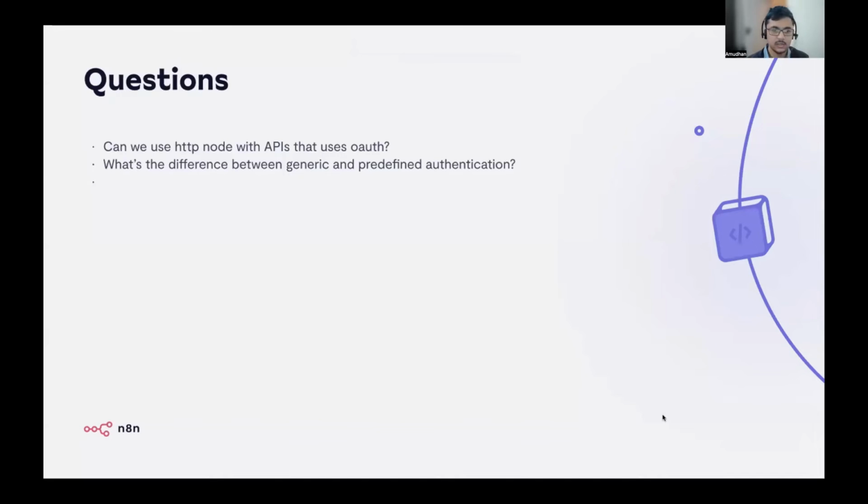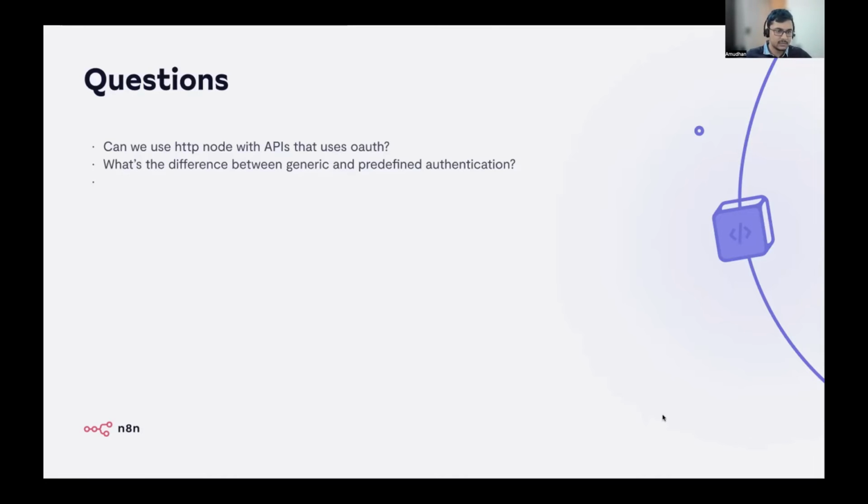Yes, you can use the HTTP node with APIs that use OAuth. If you're doing it for a node that already uses OAuth, you can do the predefined authentication. If you are not, then you can go into generic, select OAuth2 as a type, and put in your client ID and client secret. You have to, of course, configure n8n's callback URL on the other side. You can totally do that and connect your account. That's possible, and you can find the documentation on the n8n website. It's quite clear.